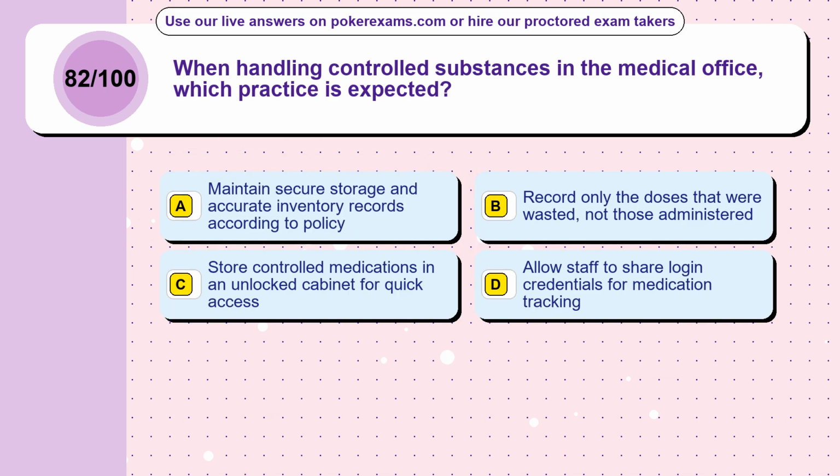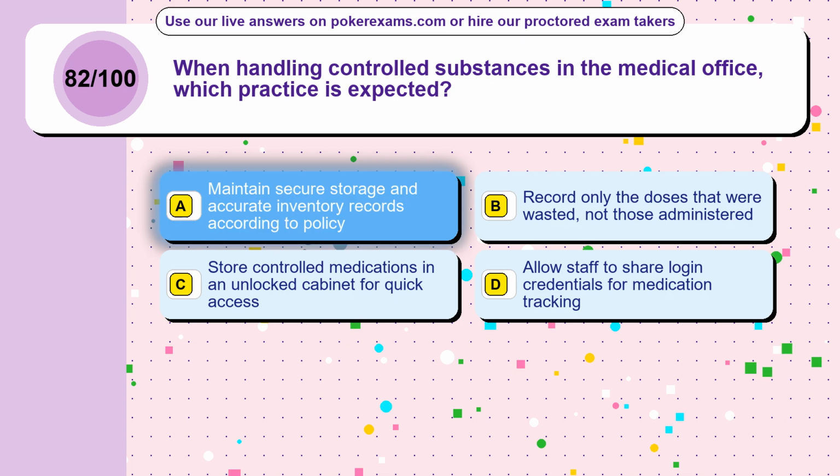Question 82. When handling controlled substances in the medical office, which practice is expected? Option A, maintain secure storage and accurate inventory records according to policy. Option B, record only the doses that were wasted, not those administered. Option C, store controlled medications in an unlocked cabinet for quick access. Option D, allow staff to share login credentials for medication tracking.